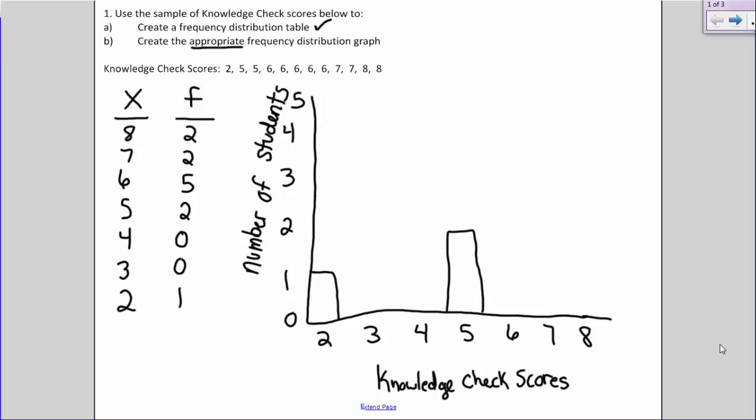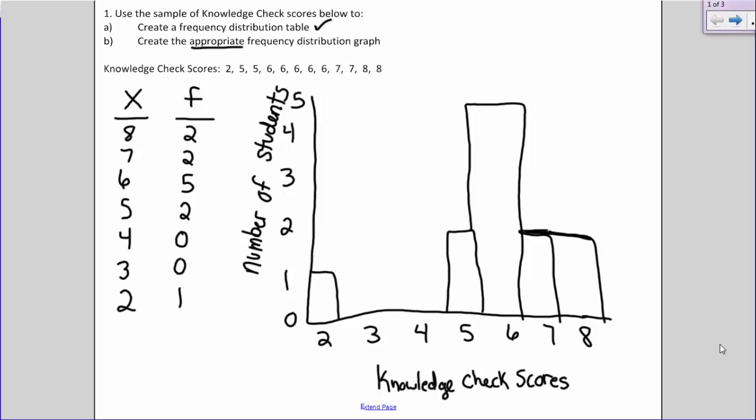Okay. How many 6s? We had 5 of those. All the way up here. 7s, we had 2 of those. And 8s, we had 2 of those. See, I'm inspiring you with my poor artwork so that you know that I don't expect greatness for these. Just a rough sketch. It's pretty sad, but that's okay.